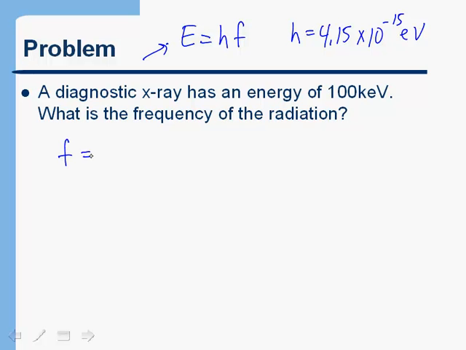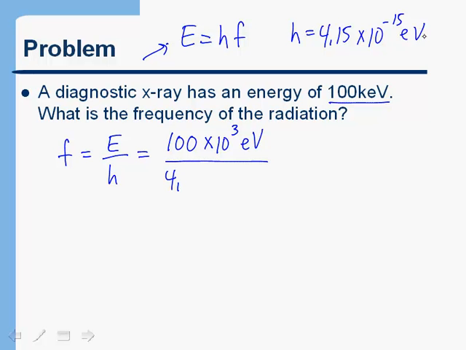In other words, f is going to be the energy divided by Planck's constant, and we have the energy we needed in electron volts. We have it in kiloelectron volts, so that's 100 times 10 to the third electron volts, and we want to divide that by Planck's constant, which is 4.15 times 10 to the negative 15th. By the way, I missed a seconds up there: electron volts times seconds. And by the way, you'll notice that the units we'll end up with will be 1 over seconds, and that's what a hertz is, cycles per second.